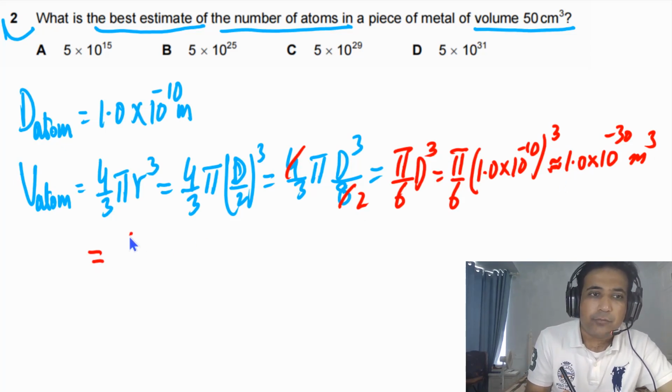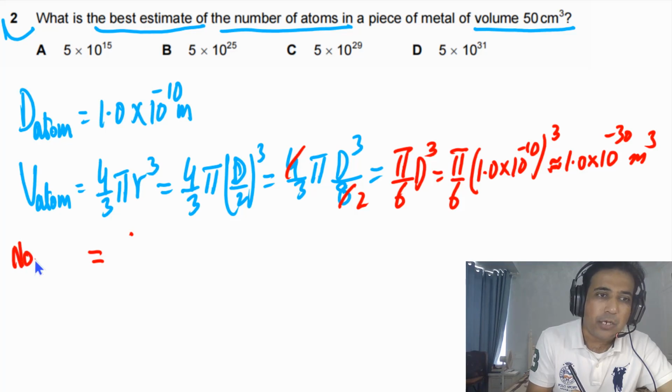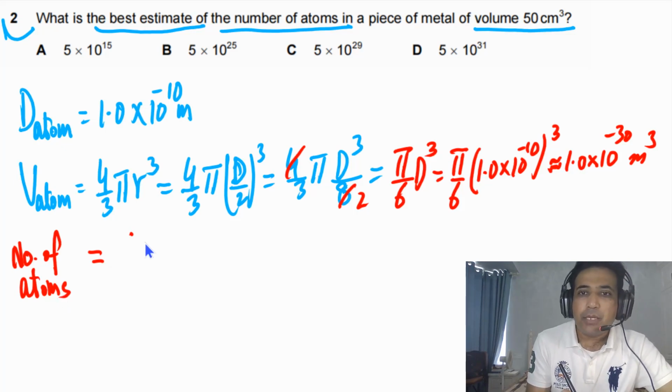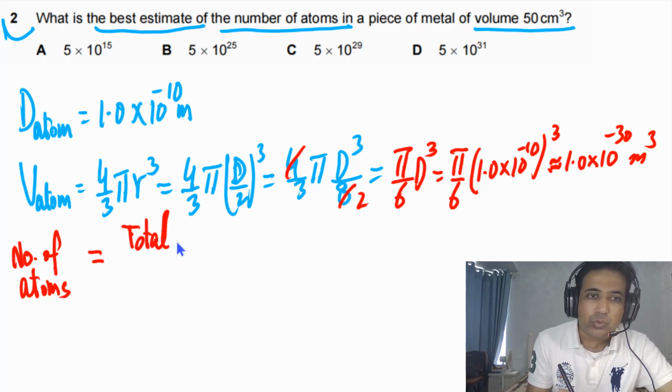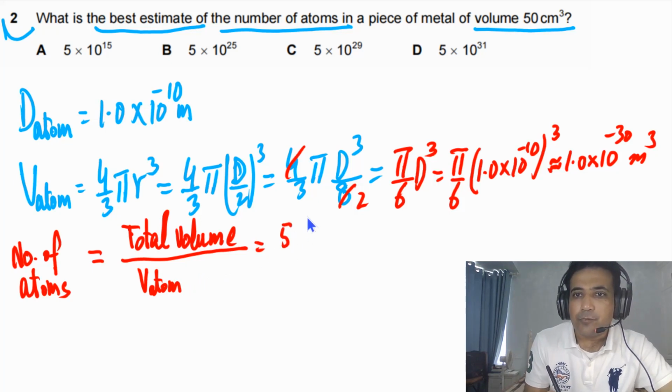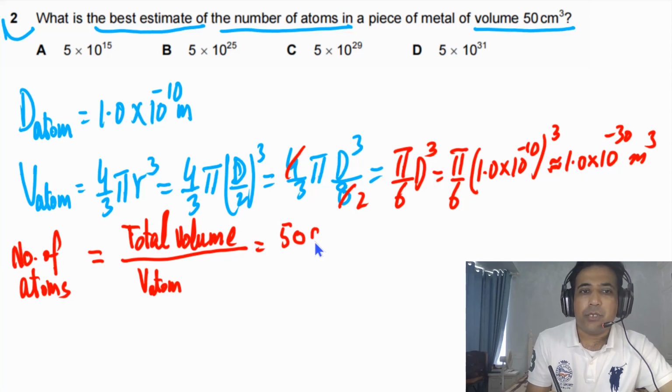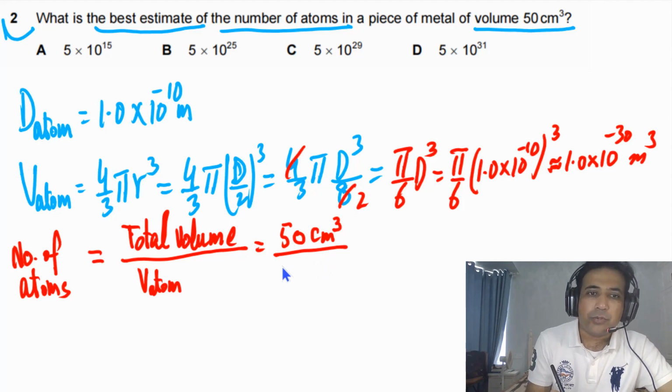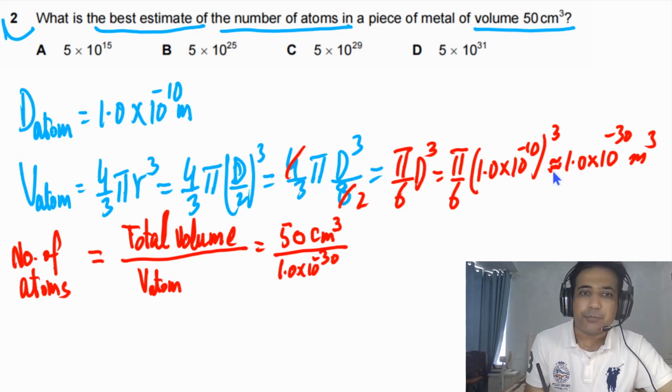Now simply we can divide, so we can find the number of atoms. We have to calculate the number of atoms. The number of atoms will be equal to the total volume, meaning the volume given to us, divided by the volume of a single atom. The total volume we have is 50 cubic centimeters. And the volume of a single atom is 1.0 times 10 to minus 30, about this value.